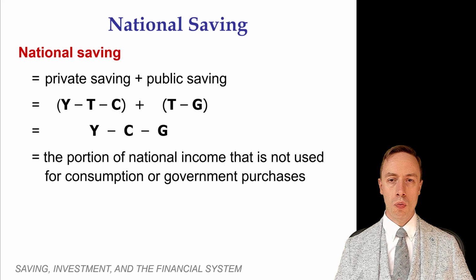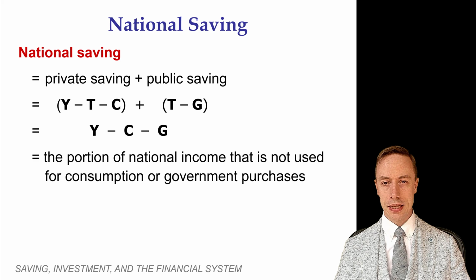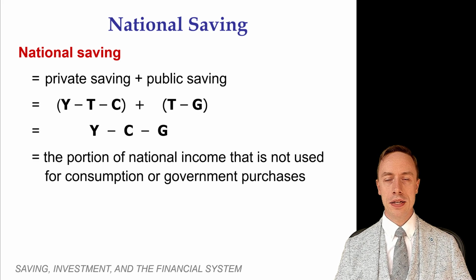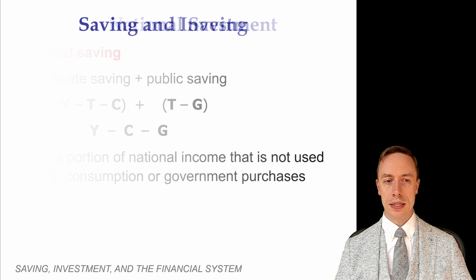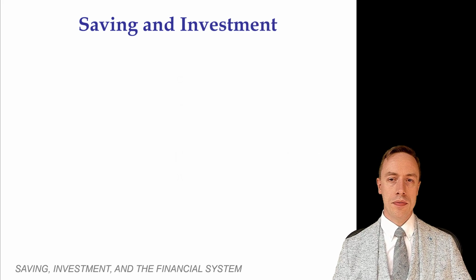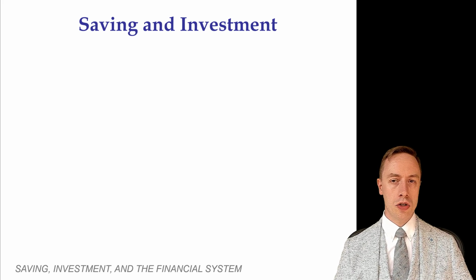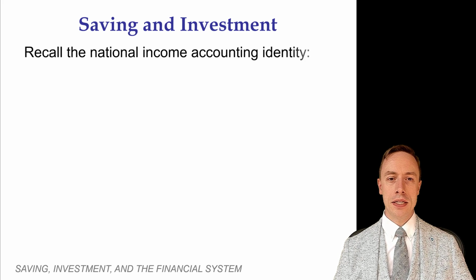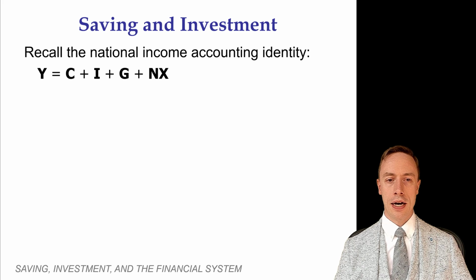And that is one half of what our financial system does. Accumulate this national saving and then make it available for investment spending somewhere else in our economy. And it turns out there's a very strong mathematical connection between those two, saving and investment, that I'd like to show you. Let's start with the fundamental accounting identity of GDP. GDP equals C plus I plus G plus NX.